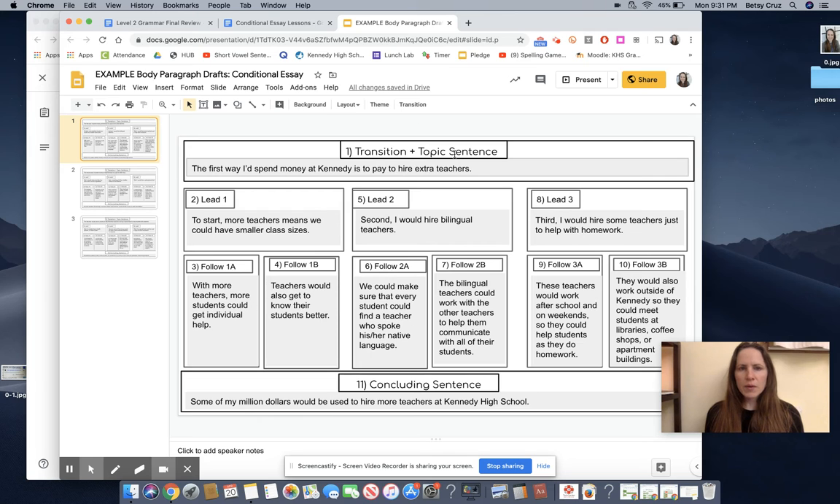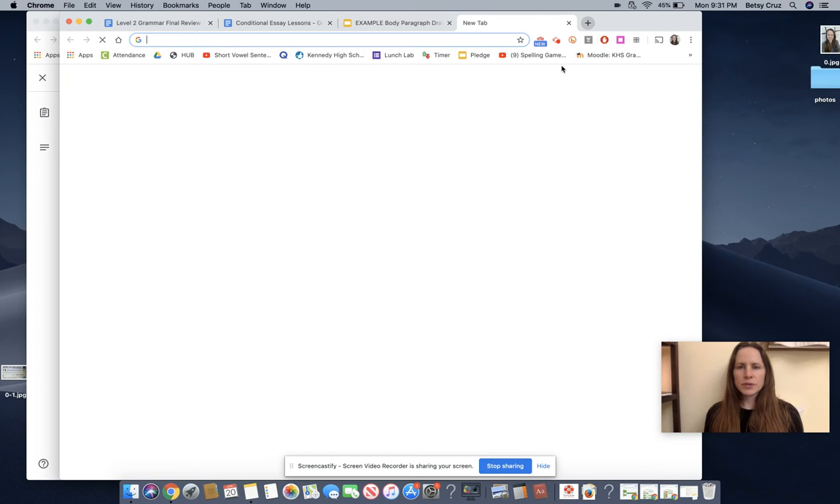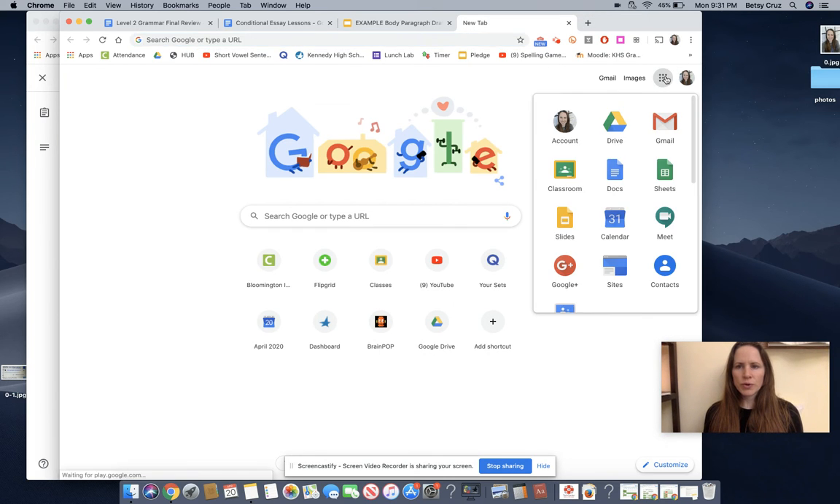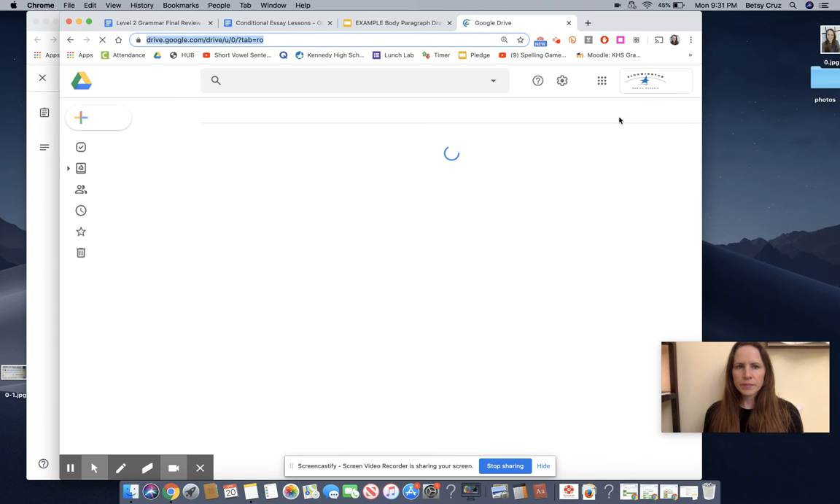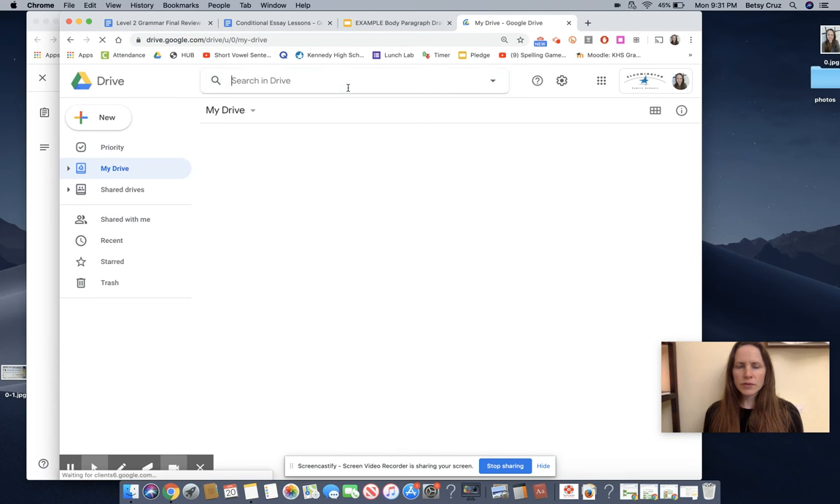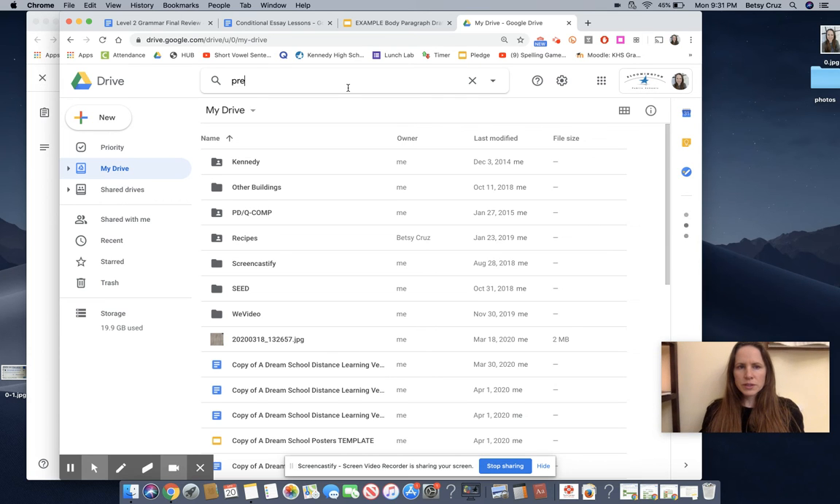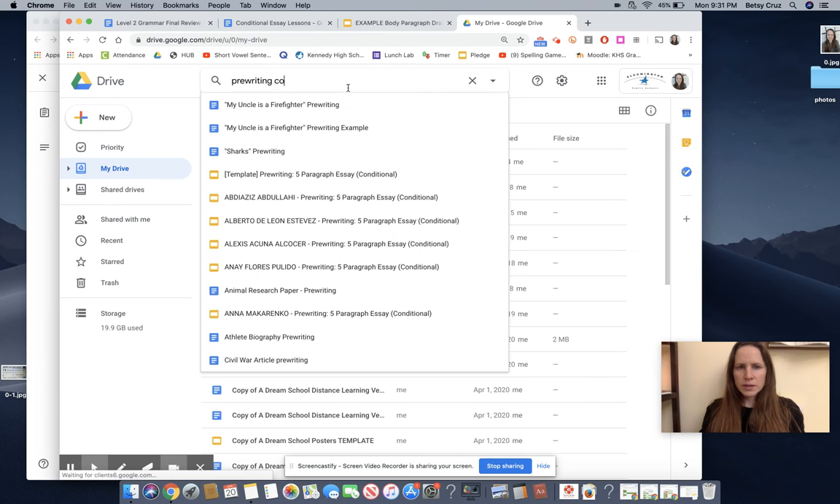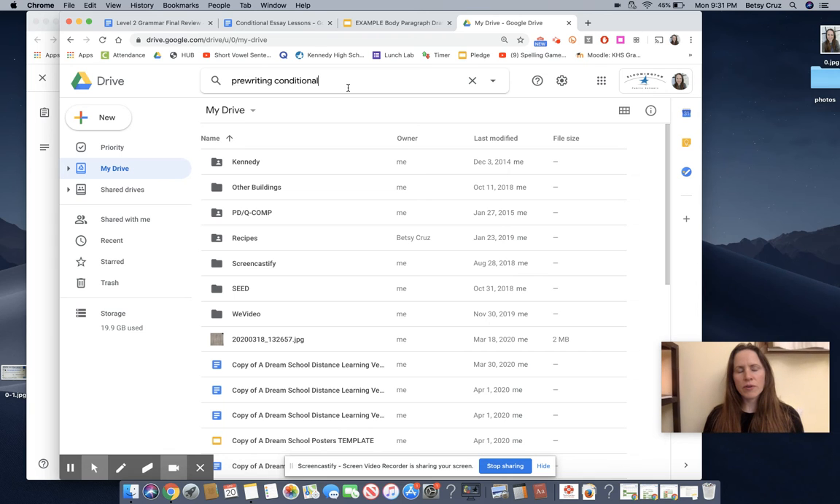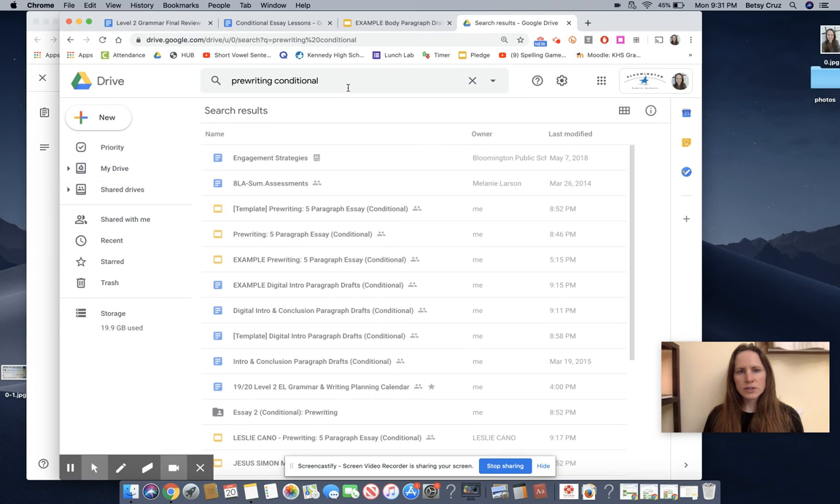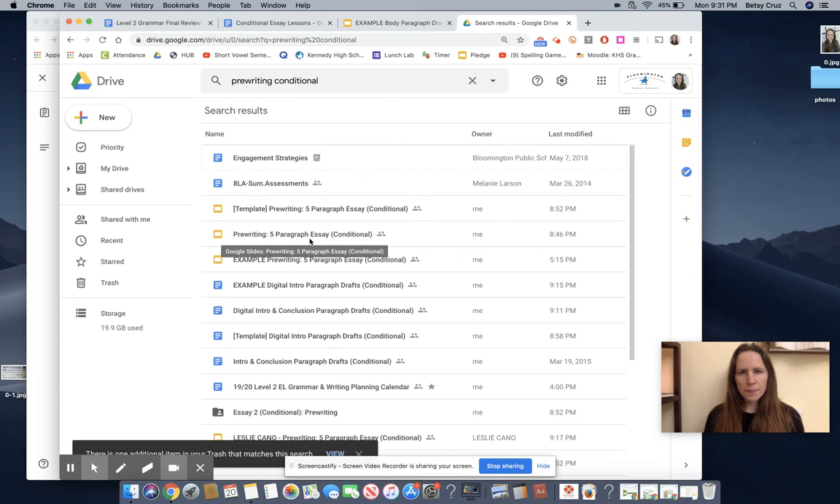All right, the other thing I wanted to point out here is that to write a good body paragraph, you need to have your pre-writing open so that you can look at it. What if you can't find your pre-writing? Well, I'll show you what to do. Open a new tab. Go to your Google Drive. And then in your Google Drive, you can search for it. So let's do pre-writing conditional. This is pre-writing for our conditional essay. Click search, and oh, there we go. I found it. So you can do the same thing.